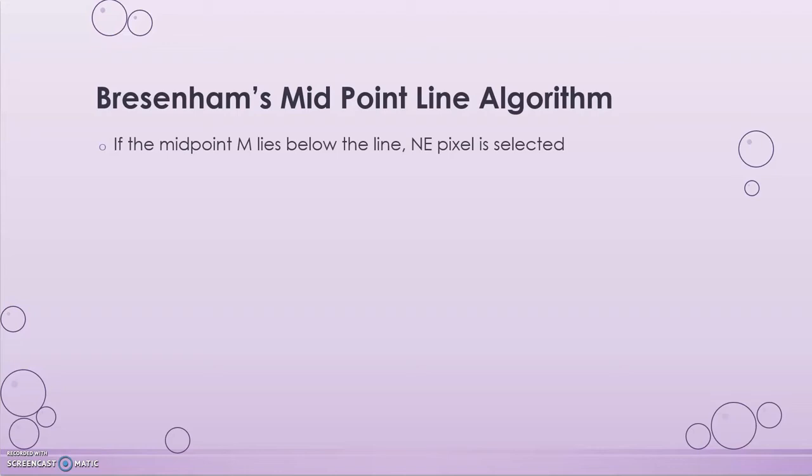In Bresenham's calculations, the difference between the vertical distances from E and NE to Q is computed, and the sign of the difference is used to select the pixel whose distance from Q is smaller. In midpoint calculations, we check on which side of the line the midpoint M lies. If the midpoint M is below the line, the northeast pixel is selected.